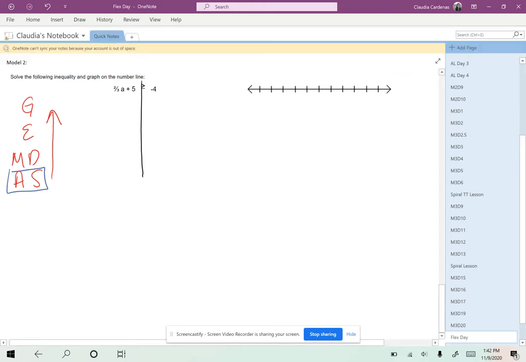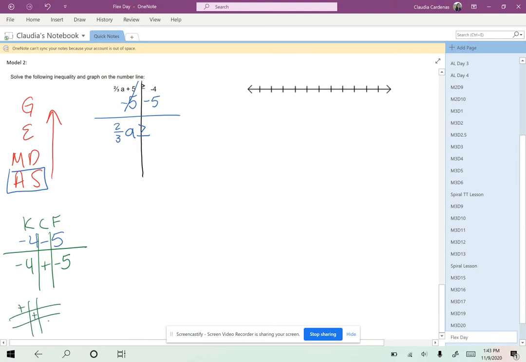So I'm looking for adding and subtracting first. I see plus 5. I know the opposite of a plus 5 is a minus 5. And I'm left with 2/3 a is greater than or equal to. Now, a negative 4 minus a 5, I know that I can write that out like this. Negative 4 minus a 5. I also know that I can use KCF to change it to adding the opposite, and it becomes negative 4 plus negative 5. And when we look at our tic-tac-toe chart, I know that adding the integers with the same sign and then keeping the sign on the answer would give us a negative 9.